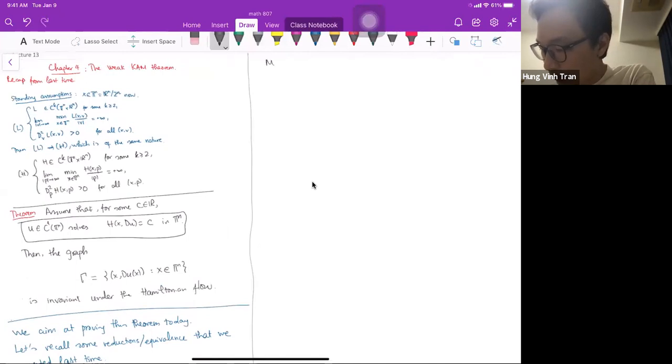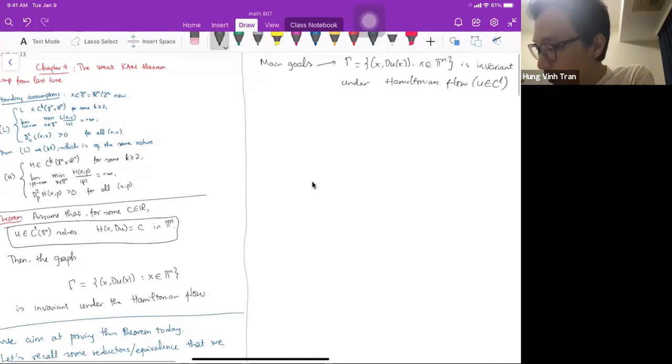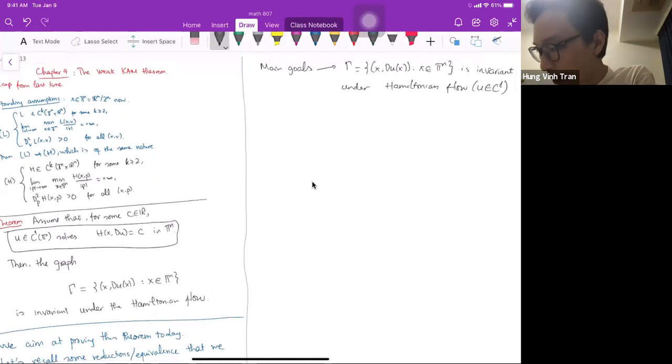Main goals for today. The first one is that we're going to prove that gamma, the graph of the gradient of U, is invariant under the Hamiltonian flow. And here we only assume that U is C1, so that is a big improvement from C2 to C1.